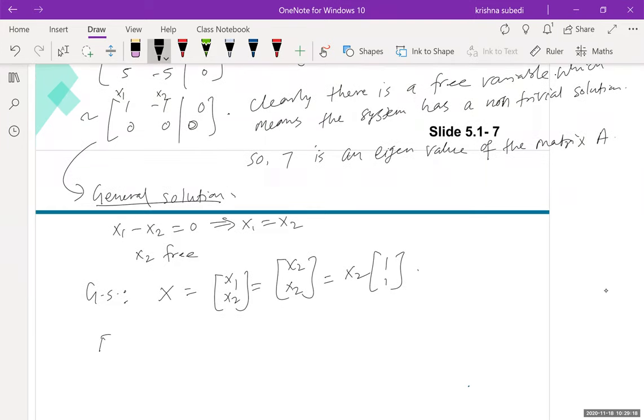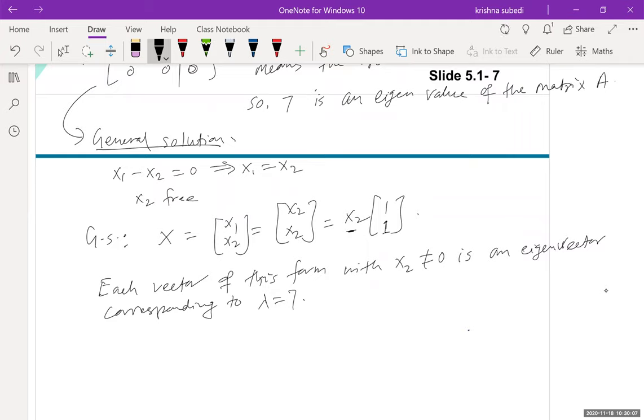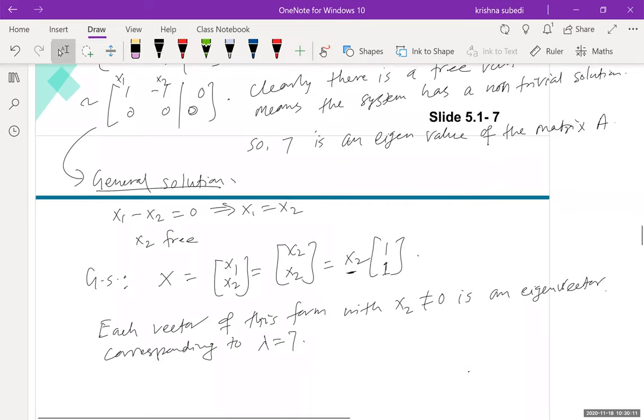So 1, 1 is one possible eigenvector, with x2 not equal to 0. So each vector of this form with x2 not equal to 0 is an eigenvector corresponding to lambda equals 7. All right, so we found the eigenvector as well. We proved that 7 is an eigenvalue because the system clearly has one free variable. So 7 is an eigenvalue by definition, and one of the possible eigenvectors is this.